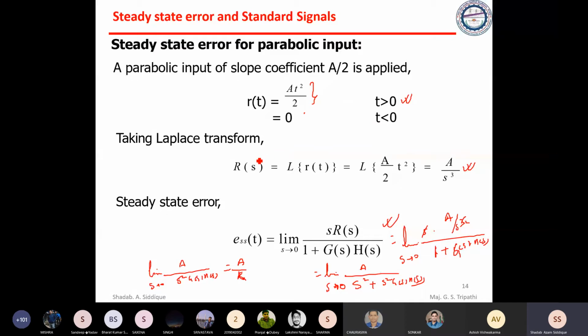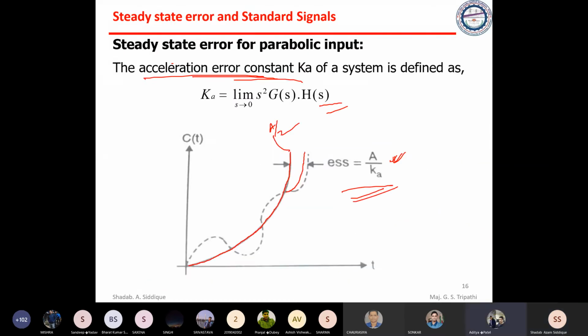So go through the Laplace transform. You get A by s cube for At square by 2. Okay.